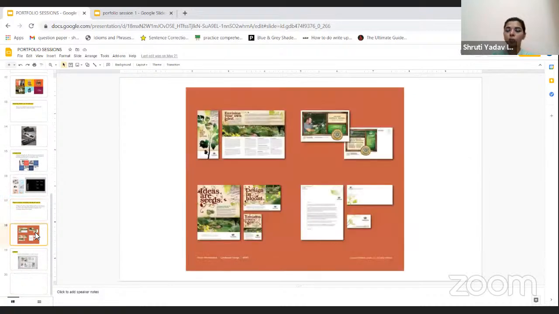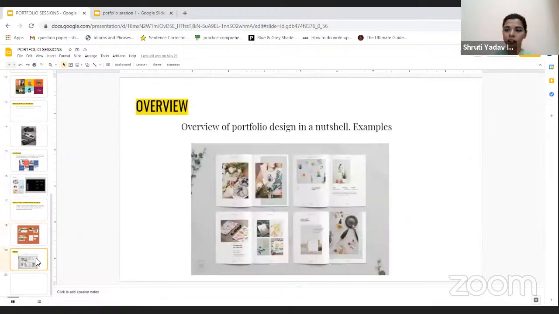So tailor your portfolio according to the things that you see which are binding all of the work together, and then you'll be able to come out with a united and harmonious portfolio. So this was portfolio design in a nutshell.